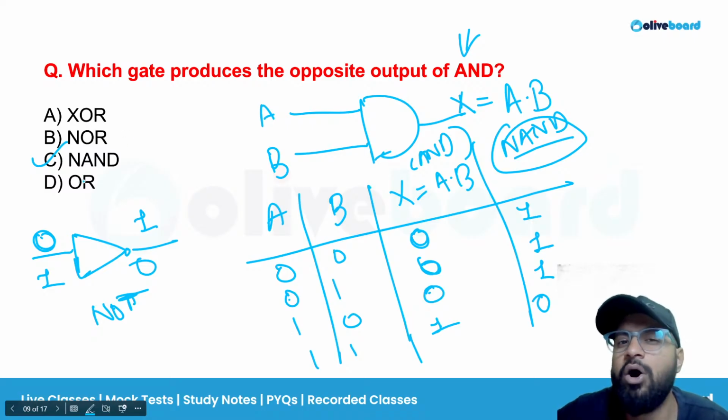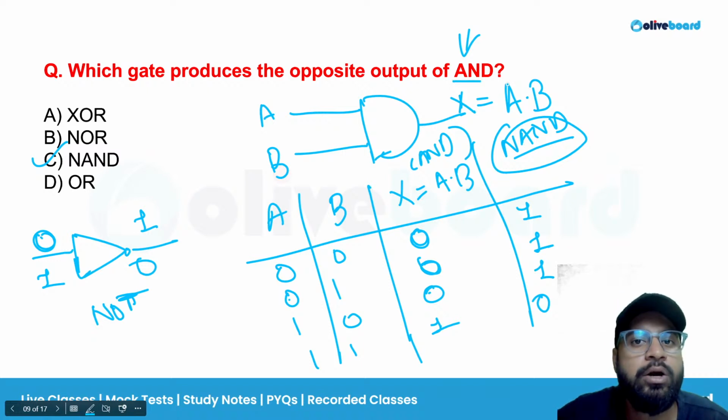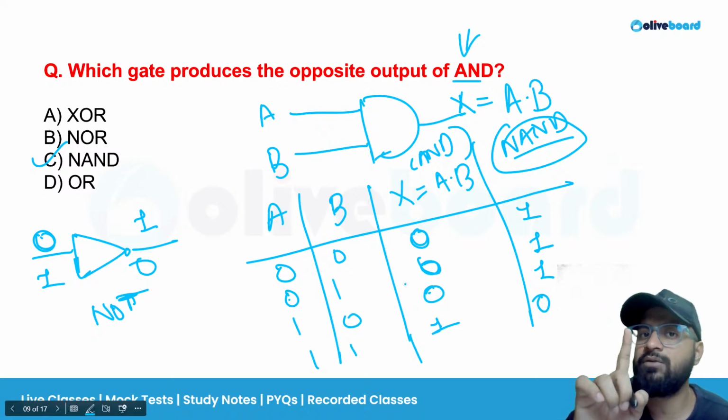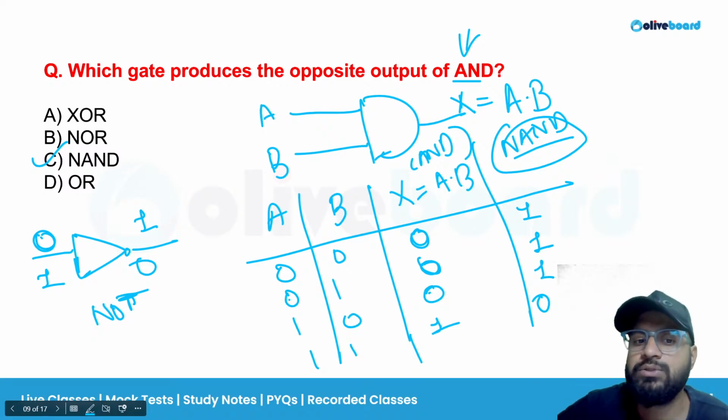If we talk about the OR gate, it is a basic gate, the same as the AND gate here. It is not the opposite. In the OR gate we are using addition. Addition means any one should be true here. So 0 plus 0 will be 0 only, but 0 plus 1 will be 1 here.